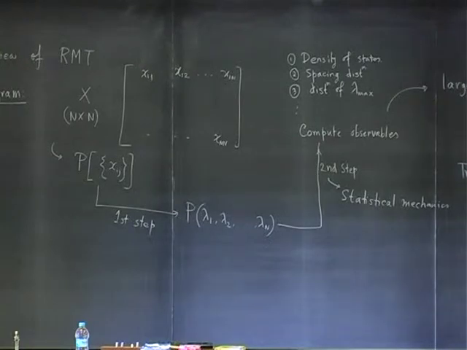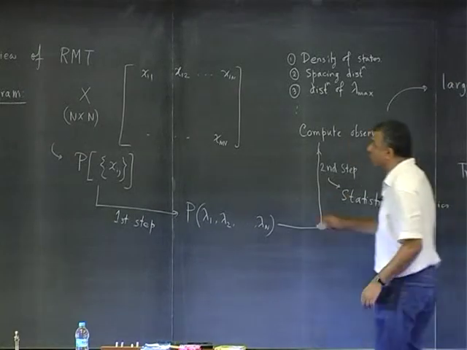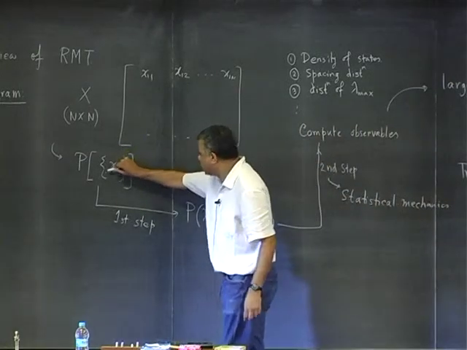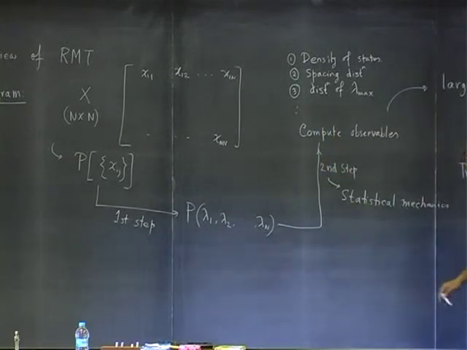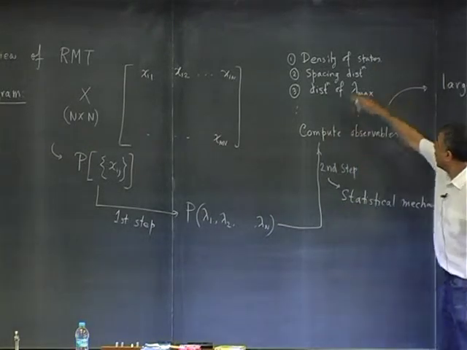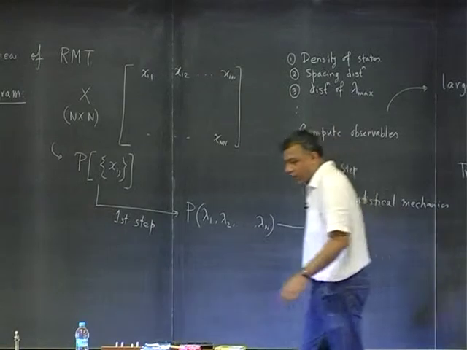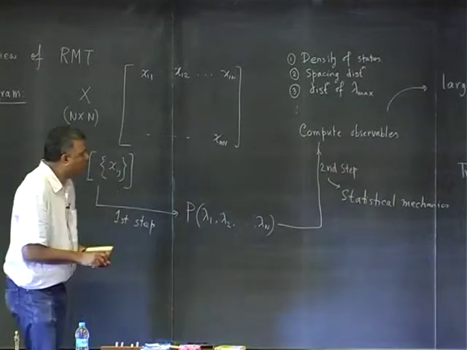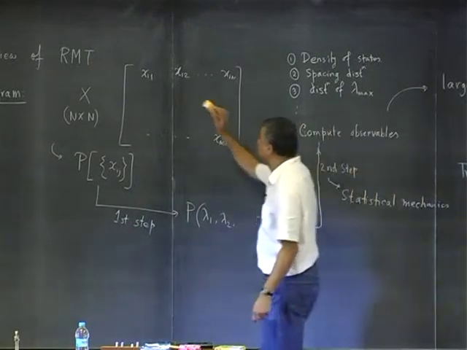So the overall program of my talk would be to start from here. We'll start from this, and we'll first see in some simple examples how to calculate this joint distribution, starting from the entries, and then from this, we'll try to go there and calculate some of these objects, and then finally I'll talk about the largest eigenvalue and the recent developments. So that's the outline of my talk.